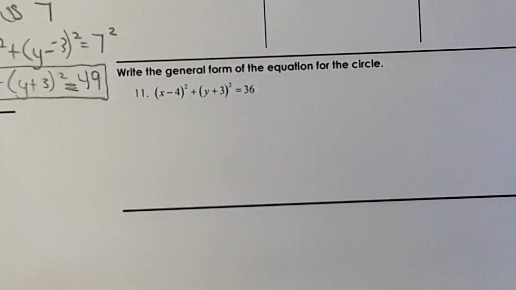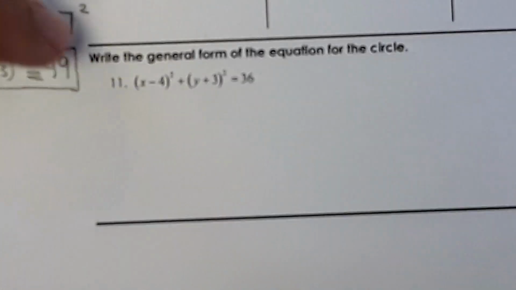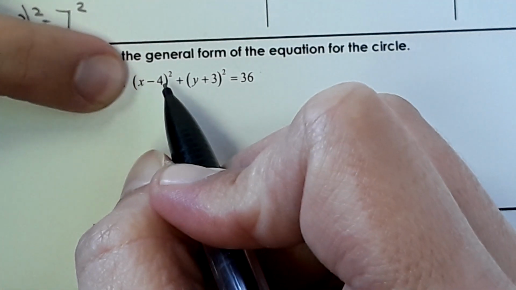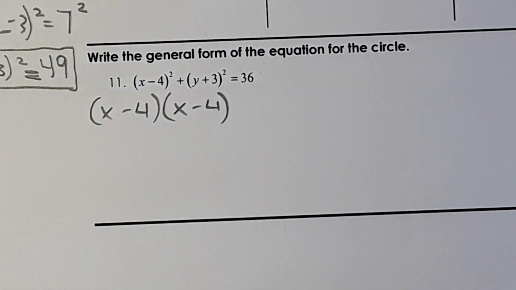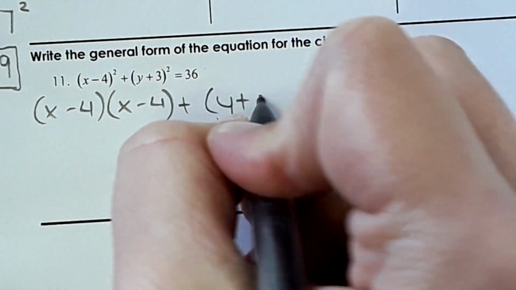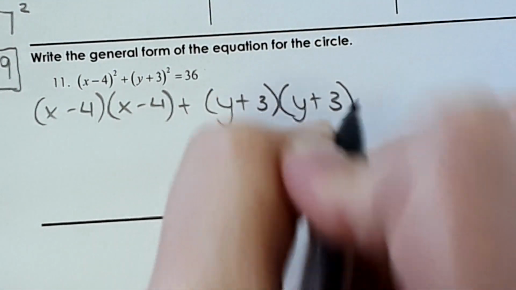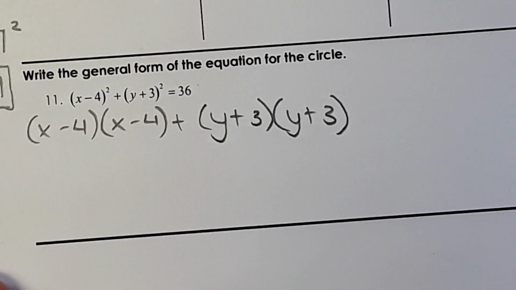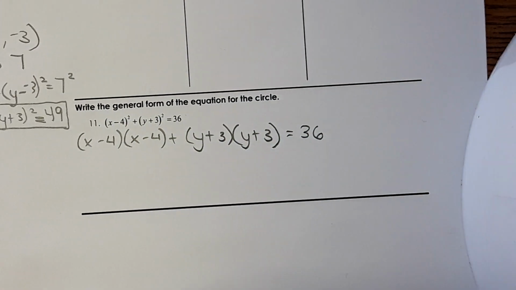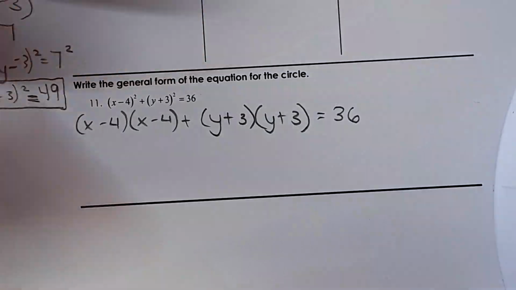Okay, so write the general form of this equation of a circle. What we're going to do is factor this thing out. So x minus 4 squared, we need to write that out as x minus 4 times x minus 4. And then over here, y plus 3 squared would look like this, y plus 3 times y plus 3. And then put this equal to 36. Okay, so if you're familiar with FOIL, you probably know what's coming next. I'm going to write it down.